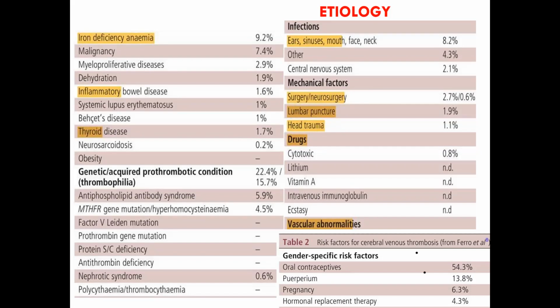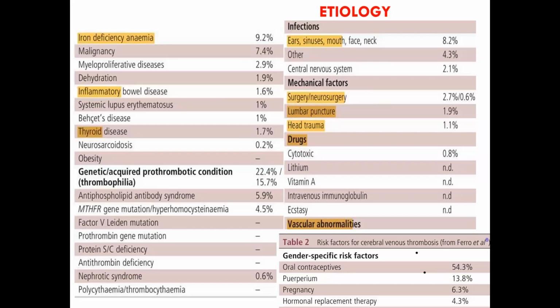Okay, etiology. As all of you know, a number of causes will be there. You might know the most common causes. So whenever a patient presents with complaints of headache, focal deficit, and is evaluated and found to have cortical vein thrombosis, you need to rule out these causes also. Among the rarer causes, even iron deficiency anemia can cause cortical vein thrombosis.